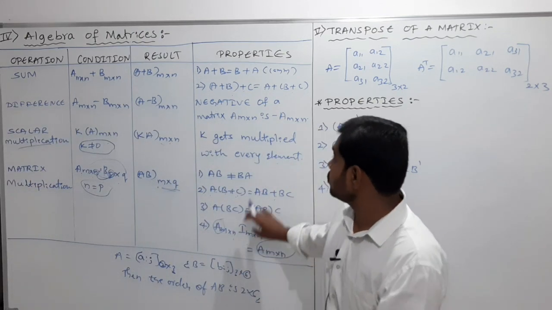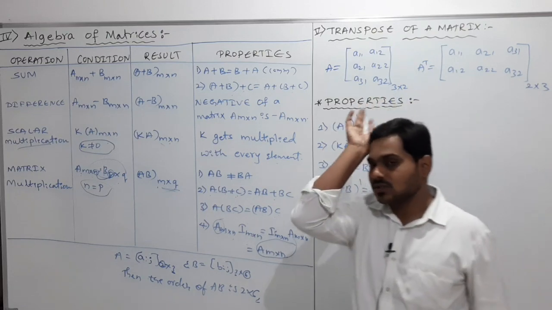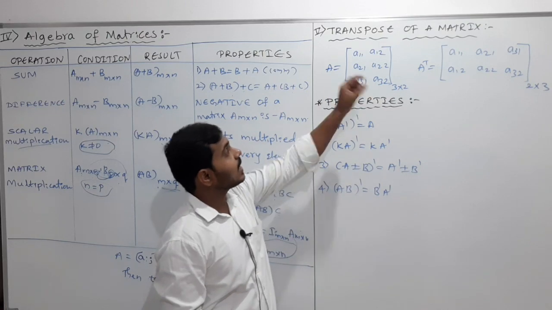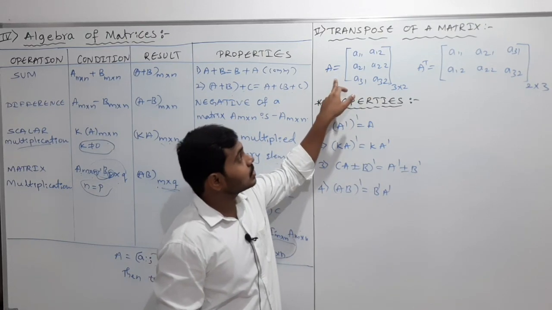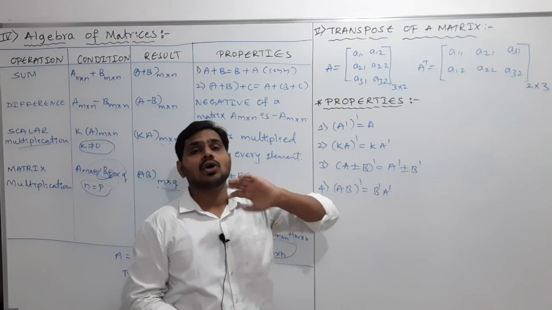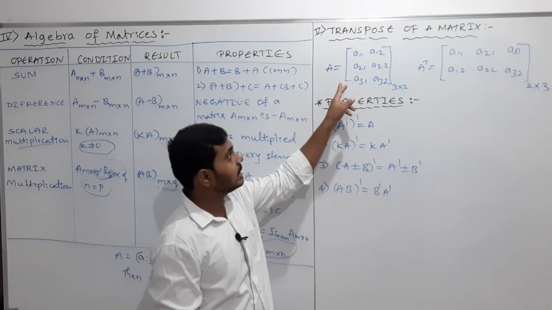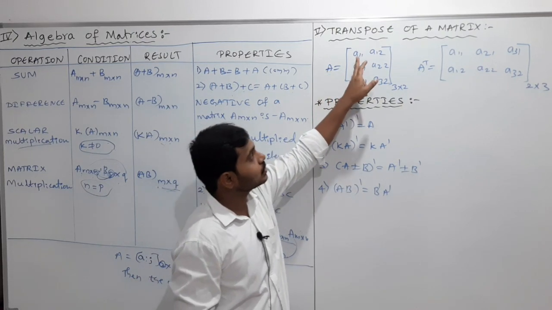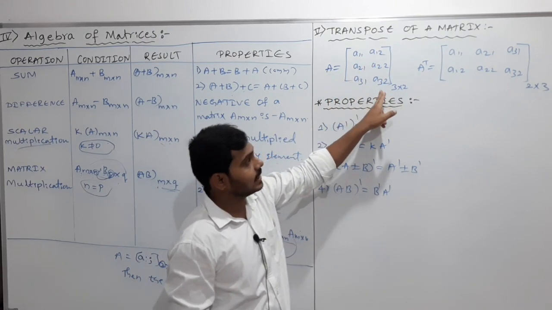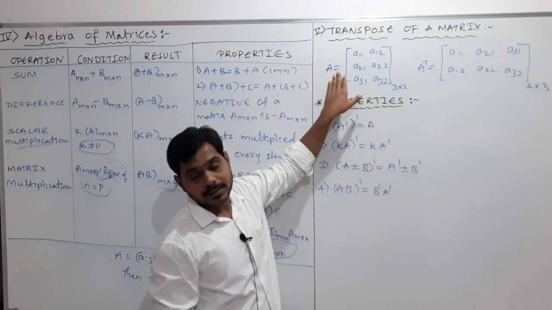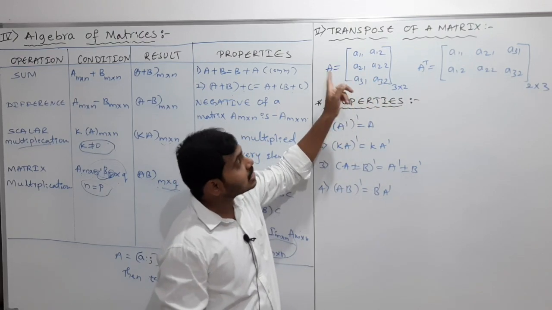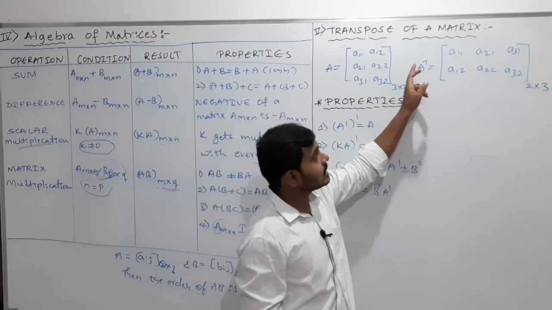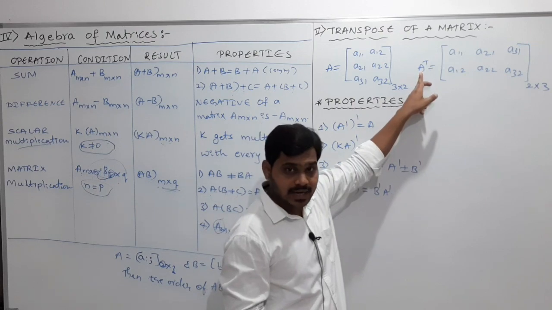Clear? And next, move to the next concept, that is the transpose of a matrix. Very simple. Transpose of a matrix means what? If you have any matrix A, we just change rows into columns. Say for example, take the matrix A equals A11, A12, A21, A22, A31, A32. This is one matrix we have. If I want to write the transpose of this matrix, the symbol is A transpose, or we can write A dash.